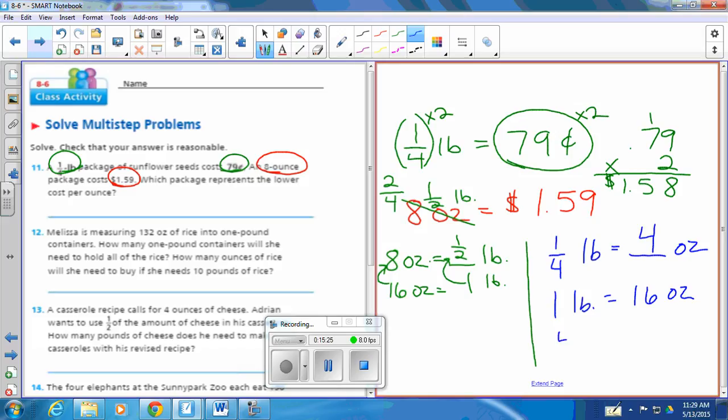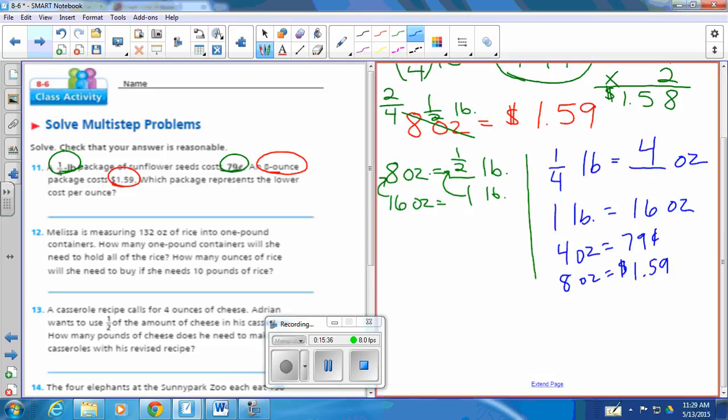Okay, so we have 4 ounces equals 79 cents. 8 ounces equals $1.59. How do we get these to be the same? Same as we did over here, right? We have to double it. So if we double this one, we're going to get 8 ounces equals, same work up here, right? 79 cents times 2 is the same work.